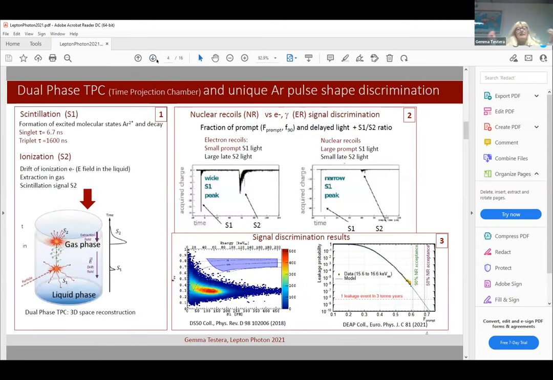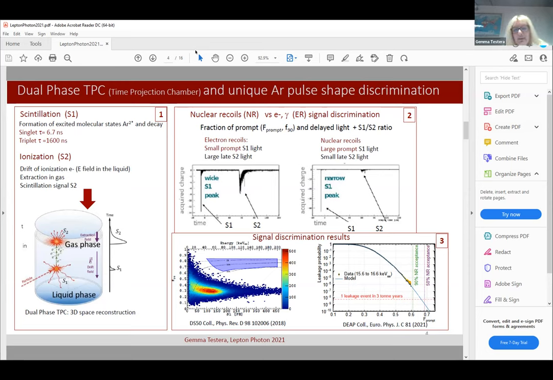Our detector will be based, as the xenon ones, on the concept of a dual phase time projection chamber, already described, in which we will detect the scintillation light in the liquid phase and the scintillation light originated by the ionization collected and extracted in the gas phase. This is absolutely similar to what is done in xenon experiments.